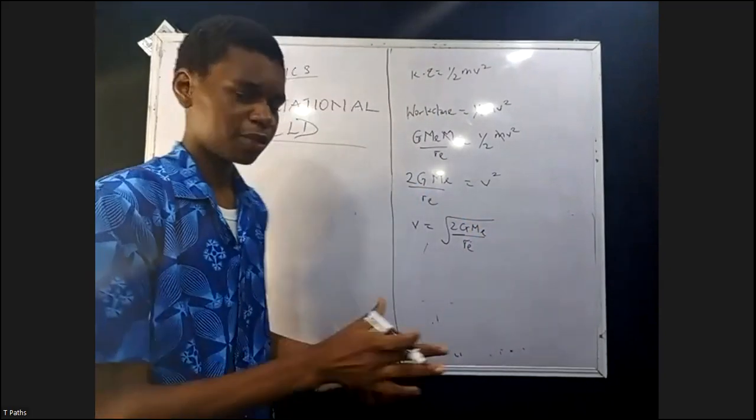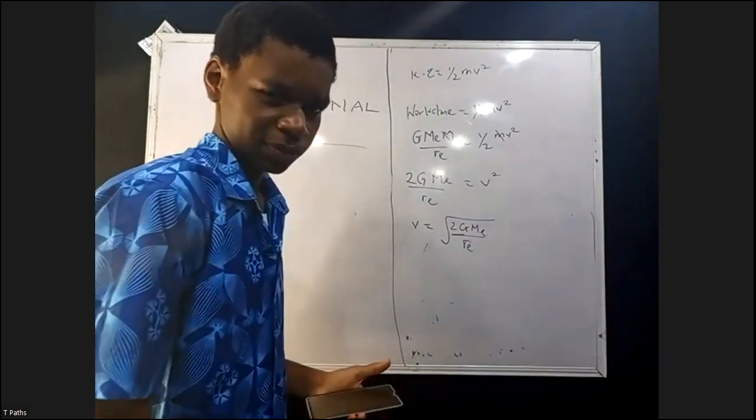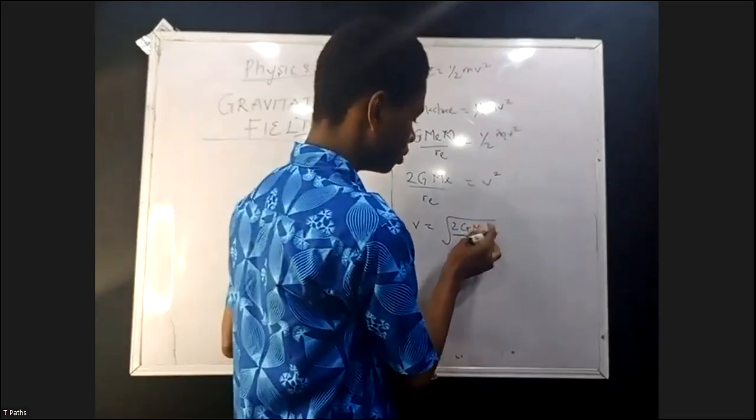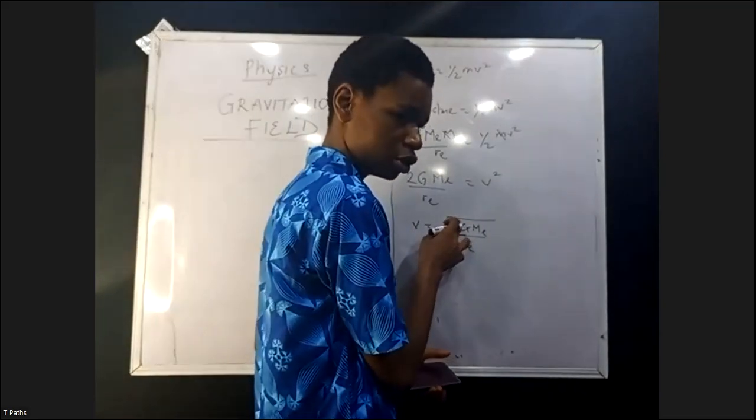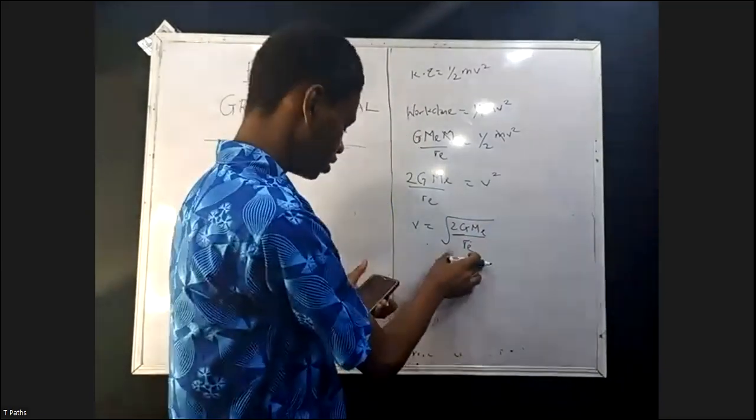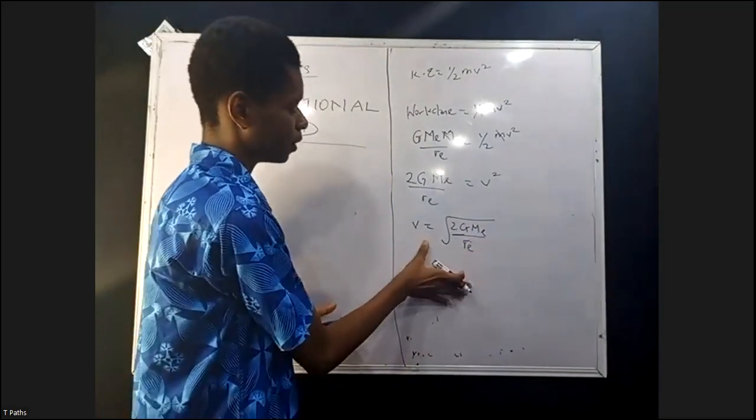So now this is the formula for calculating the escape velocity of a body required to escape the gravitational pull of the earth. G is the universal gravitational constant, sorry, while ME is the mass of the earth and RE is the radius of the earth. So this is the formula for calculating it.